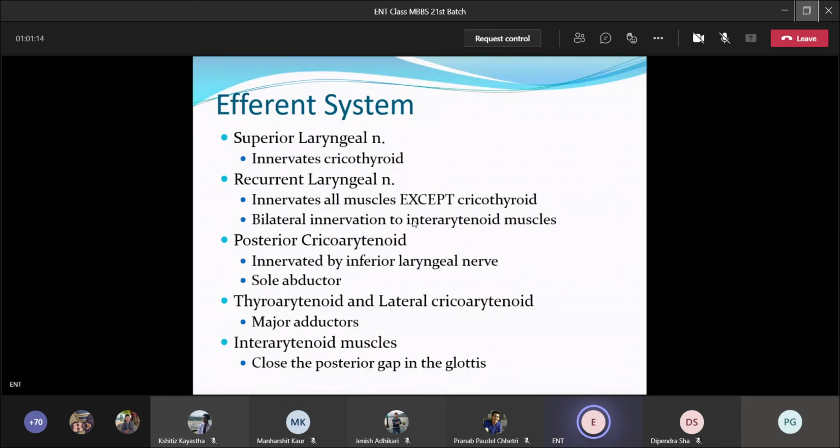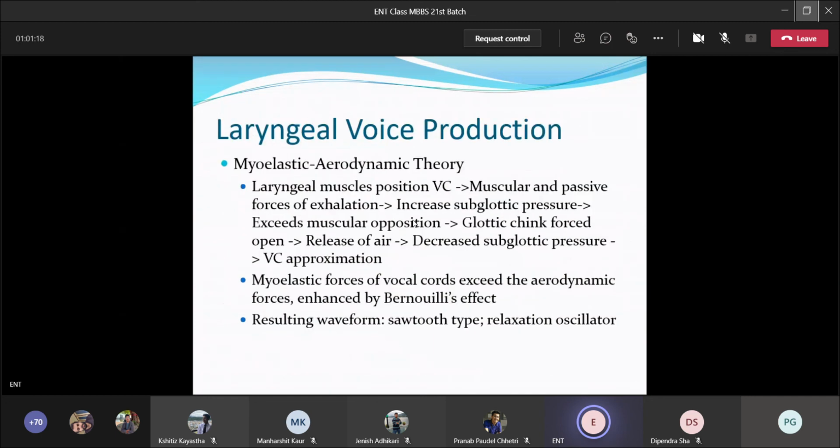Now the next slide is laryngeal voice production. Myoelastic aerodynamic theory: with laryngeal muscle position set, the forces of exhalation increase subglottic pressure, exceed muscular opposition, and the glottic chink is forced open, releasing air. Subglottic pressure decreases, the vocal cords approximate, and the myoelastic forces of the vocal cord exceed the aerodynamic forces, enhanced by the Bernoulli effect, resulting in a waveform and sawtooth-type relaxation oscillator. This is laryngeal voice production.